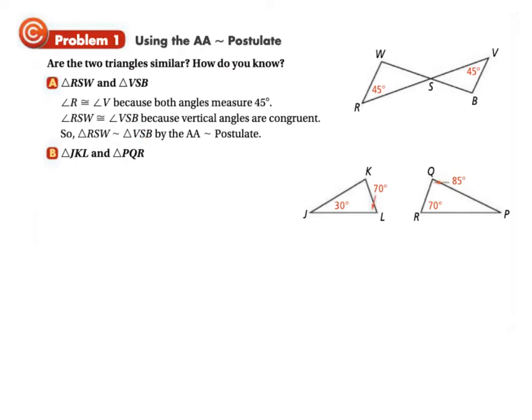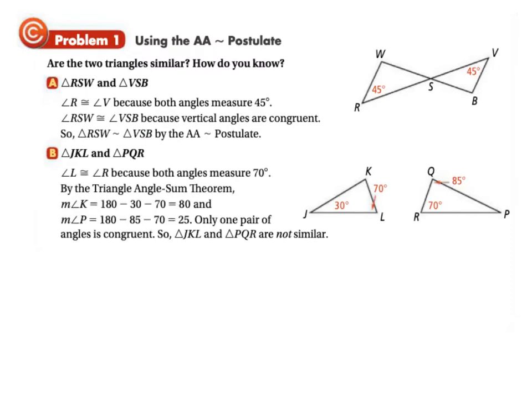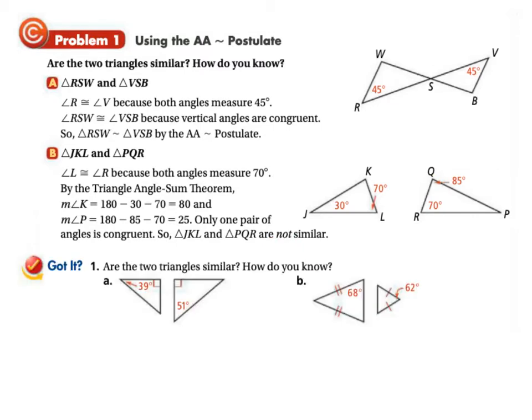What about this next one? These two triangles, are they similar? Well, as you can see, this angle right here and this angle right here both measure 70. So we have one angle congruent, but when we do the subtraction here, subtracting 30 plus 70, or 100, from 180, we find that this angle is 80. And this angle is 85, so they are not similar, okay? Try it with these Got It problems, see how you do.